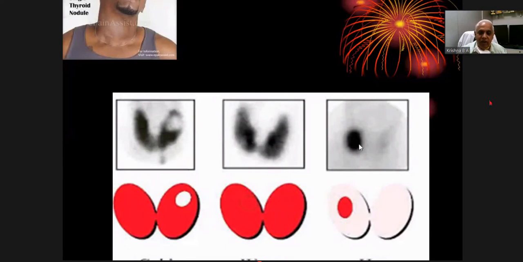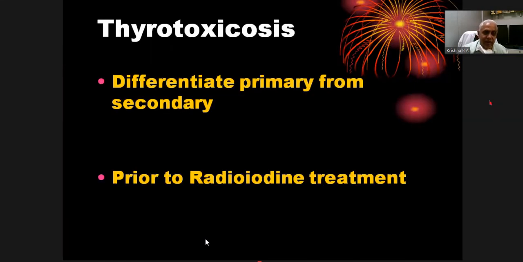Now, this is called an autonomous toxic nodule. And this is called a functioning nodule in the right lobe of the thyroid, whereas this is called a cold nodule harboring malignancy. That is how you interpret a thyroid scan. In a thyrotoxic patient, supposing that the patient who had a clinical nodule was thyrotoxic, and you want to differentiate whether it is primary or you want to think of a radioiodine treatment, then the thyroid scan will come into the picture.